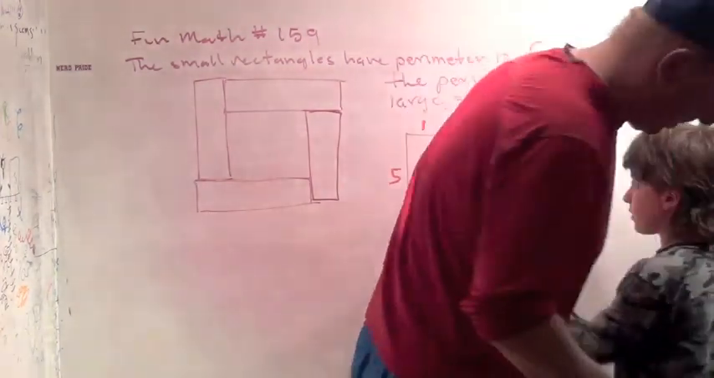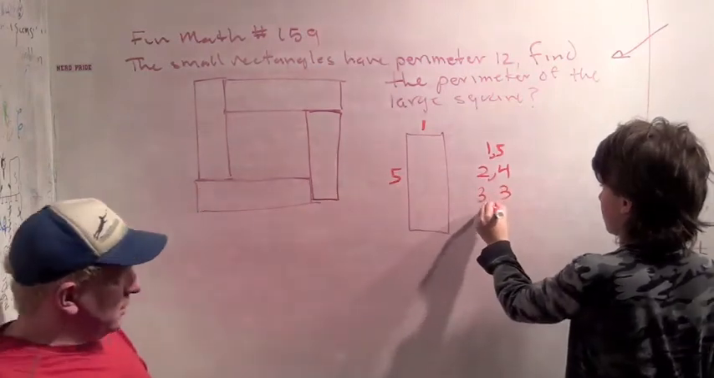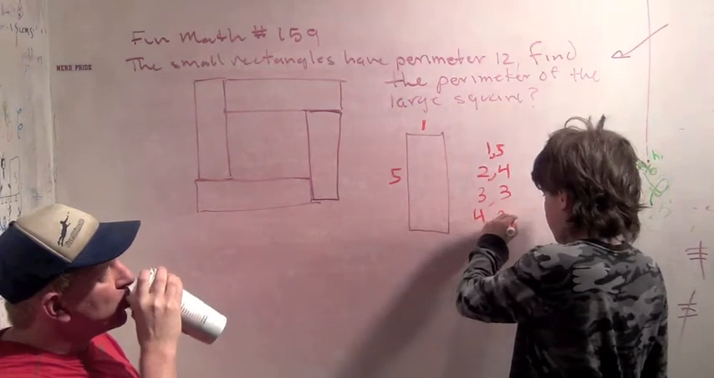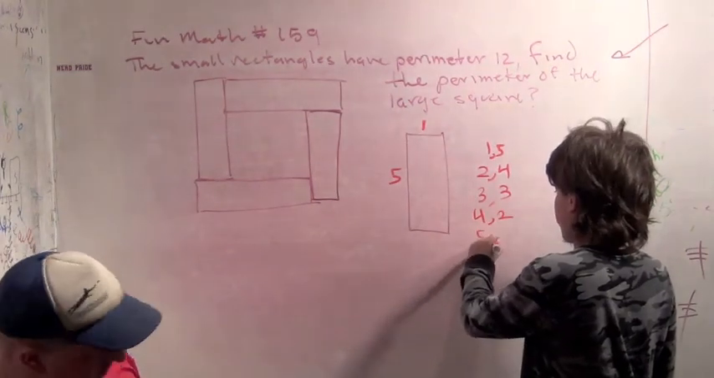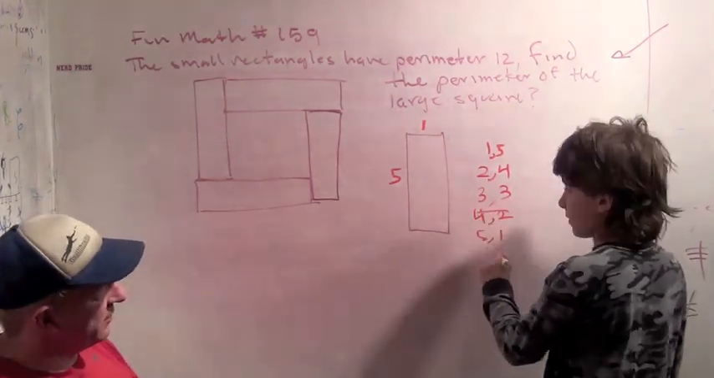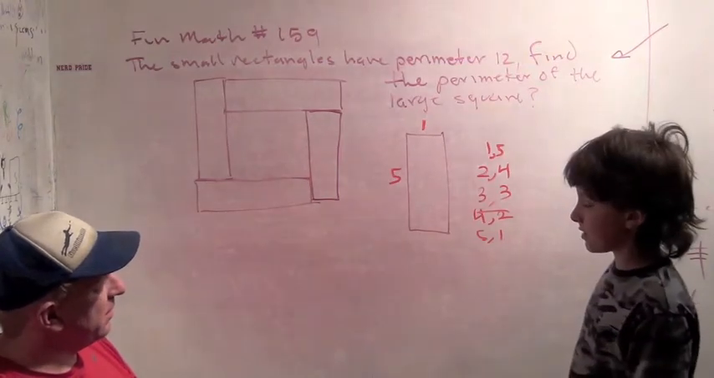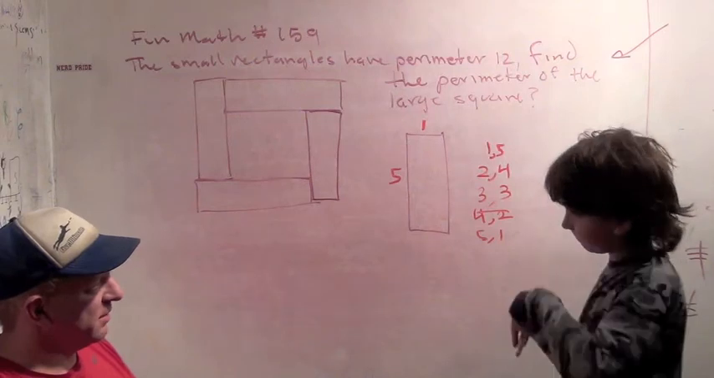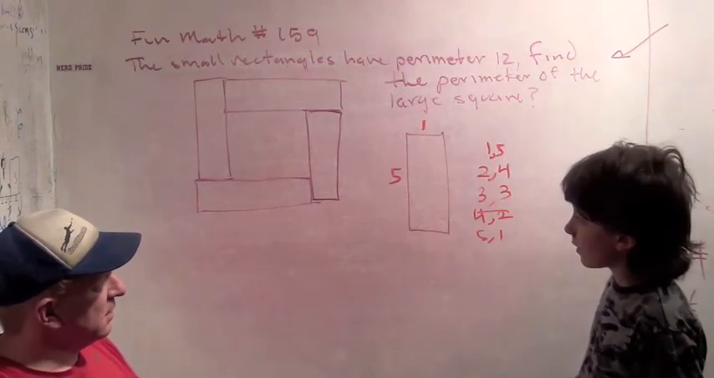And 3, 3. Can they be anything else? Well, 4, 2, and 5, 1 would be the same thing. Do you have any other suggestions? 6, 0. It could be 6, 0. That's interesting. Anything else? Think a little bit. What else could it be?